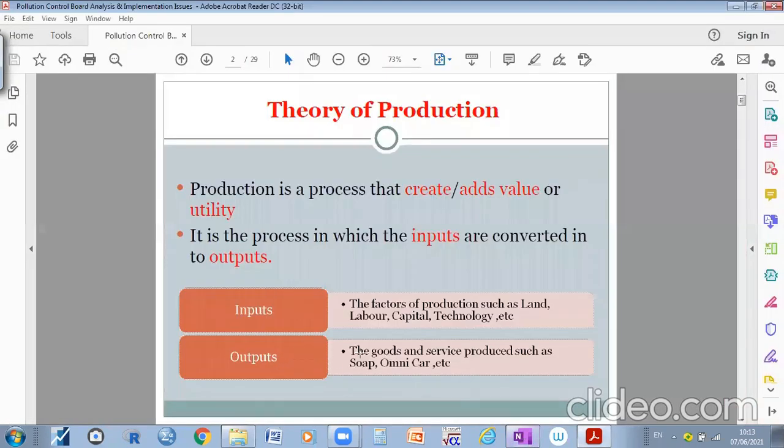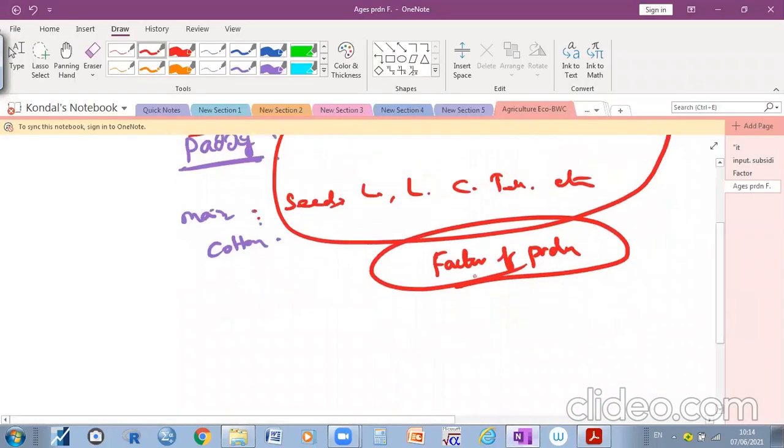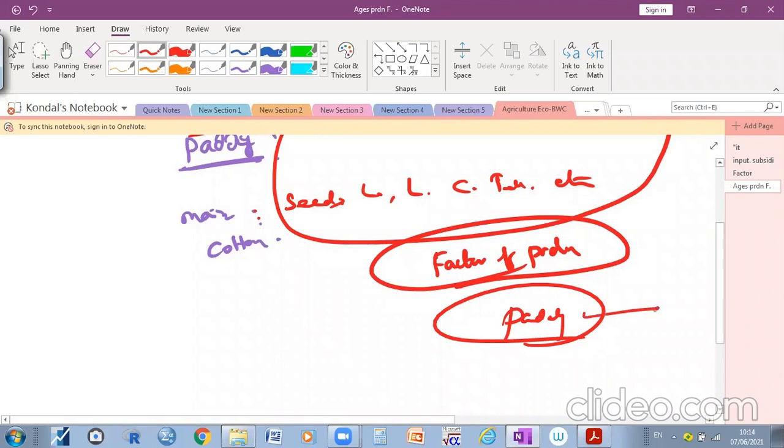The output is nothing but the goods and services produced, such as soap, cars. For example, in order to produce paddy, the output is called paddy. To produce the paddy, we have used seeds, capital, labor, organization, technology. These are the inputs, and paddy is the output.